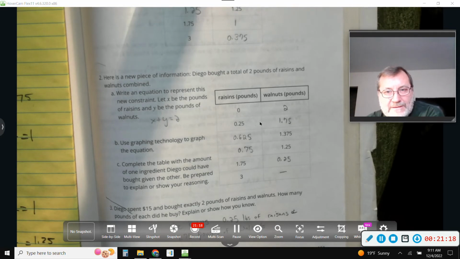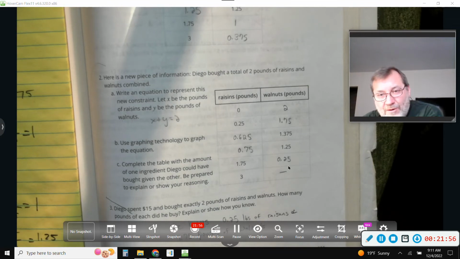So let's see if that brings down anything. Using that combination, I have a bunch of numbers here between 0 and 3 for my raisins, and then I have walnuts over here that I have to figure out. So I'm going to use this equation to fill this out. If I get 0 raisins, then it has to be 2 pounds of walnuts. So 0 plus 2 equals 2. Now you go down here to 3. Well, 3 plus what number is 2? Well, that would be a -1.